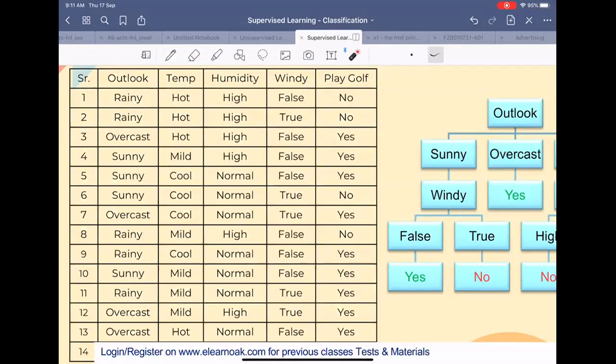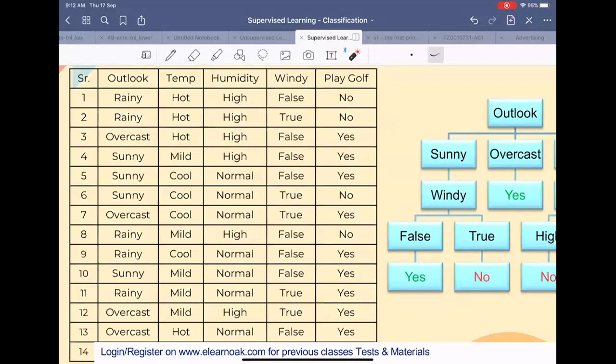Let's look at an example. If the outlook is rainy, temperature is hot, humidity is high, and it is not windy, then we will say that we are not going to play golf. If the outlook is overcast, temperature is hot, humidity is high, and windy is false, then we will say we'll go and play golf. So, some simple data.